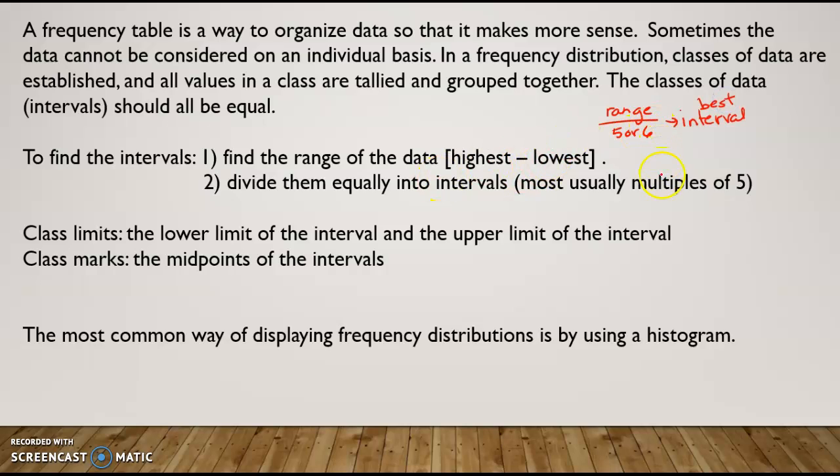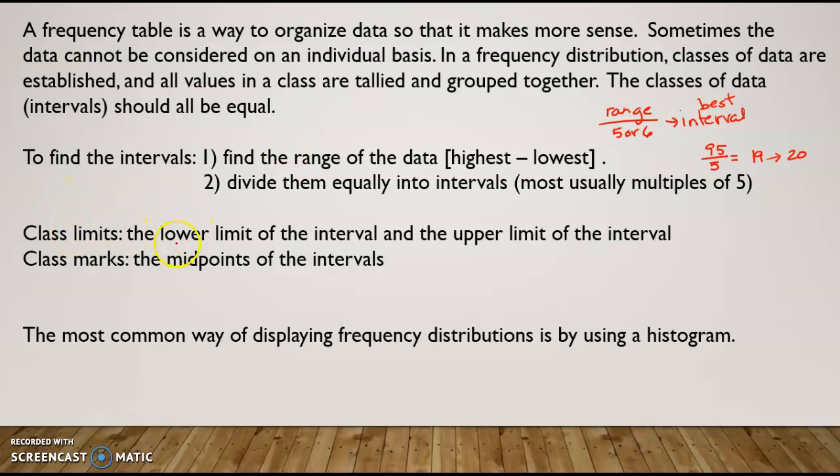So if my range of data was 95 and I divide that by 5, it's telling me that my best interval would be 19, so about 20. So I would want to go from 10 to 30, 30 to 50, 50 to 70, 70 to 90, 90 to 110. So my best interval would be about 20.